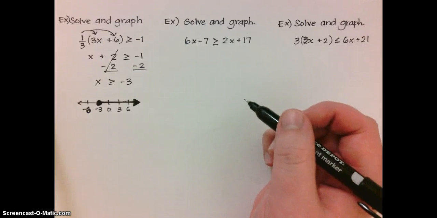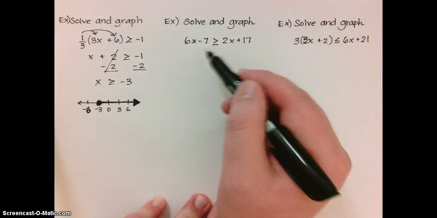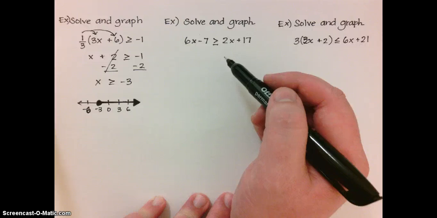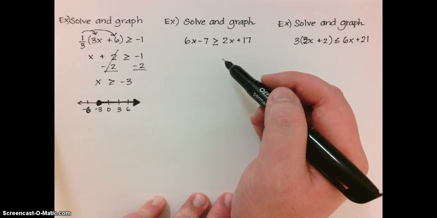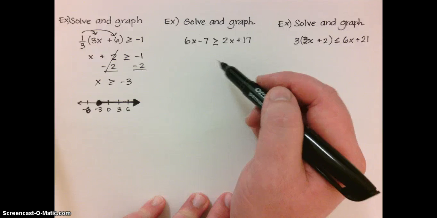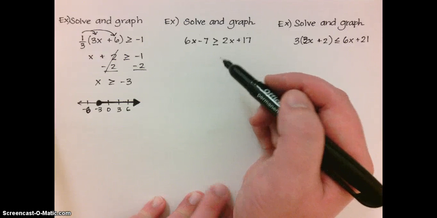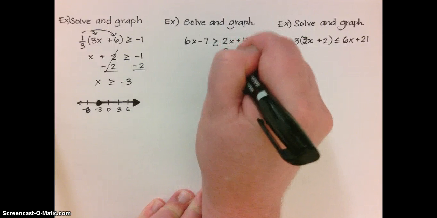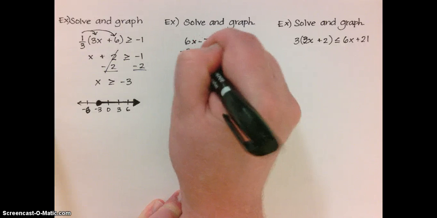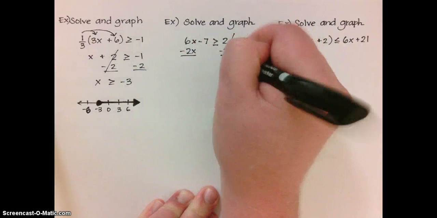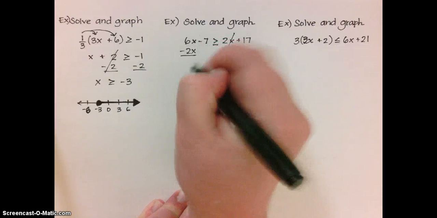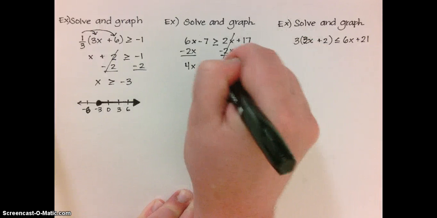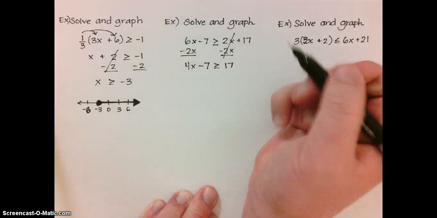Now, this next time, you're going to notice that we have variables on both sides of the inequality. So what we had before for our rules was combining the variables on one side. I like to put them on the left-hand side, and then moving all of the numbers to the right-hand side. So I'm going to move my variables first. I'm going to subtract 2x on both sides. 6x minus 2x leaves me with 4x, and I'm going to rewrite everything. Minus 7 is greater than or equal to 17.